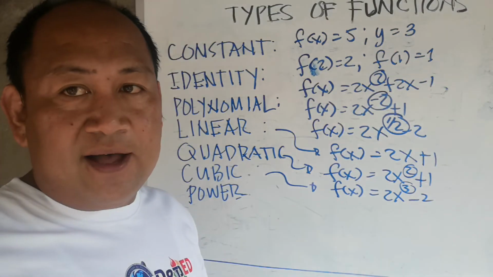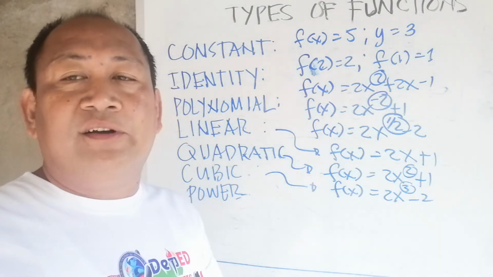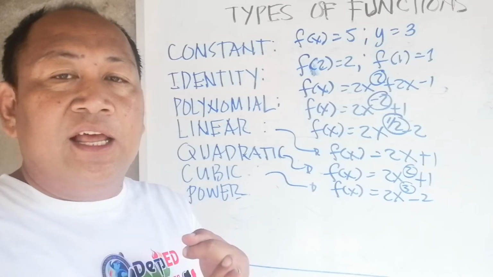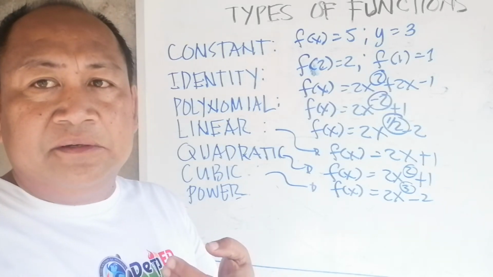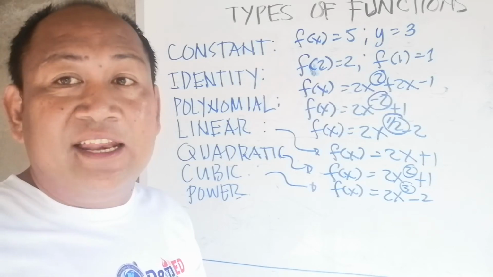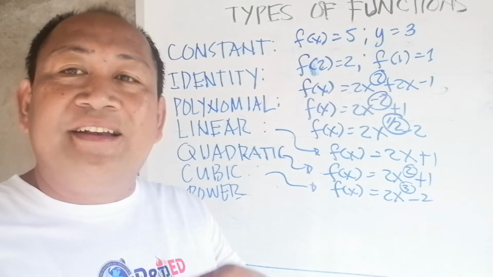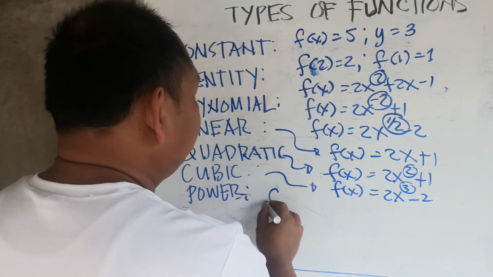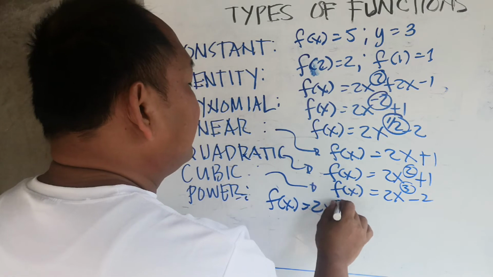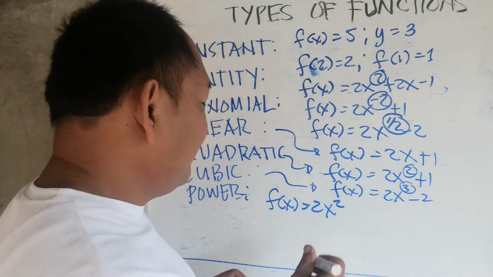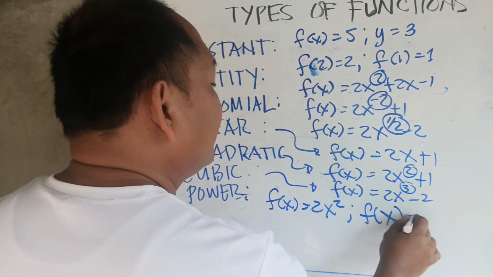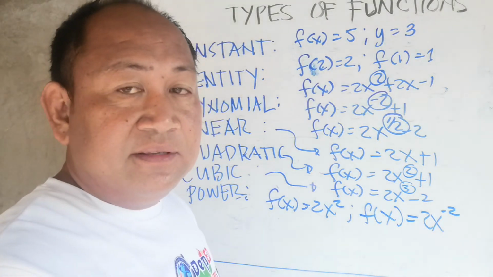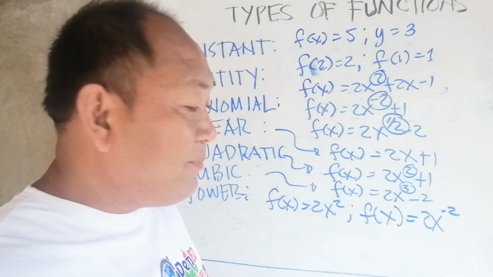What about for power function? For power function, it covers the polynomial function, the linear function, the cubic function, and the quadratic, for as long as there is an exponent, regardless as to whether negative or less than 0. Example, we have f of x equals 2x squared. Is that a power function? Yes. What about f of x equals 2x raised to negative 2? Is that a power function? Yes. As I mentioned, regardless of the exponent.